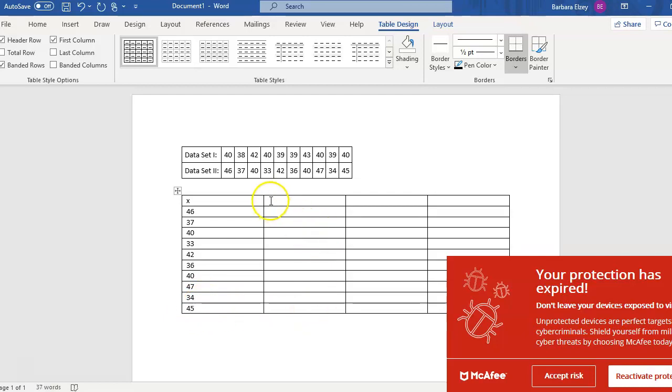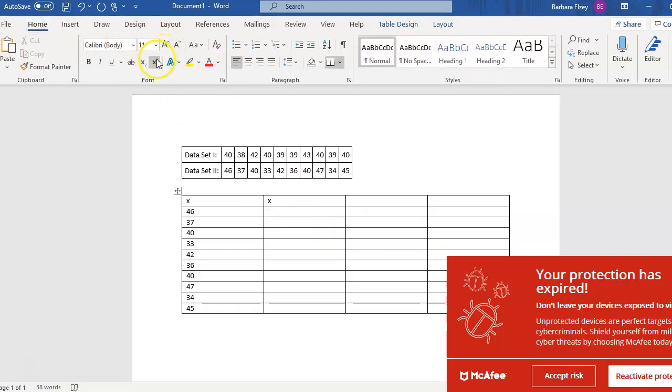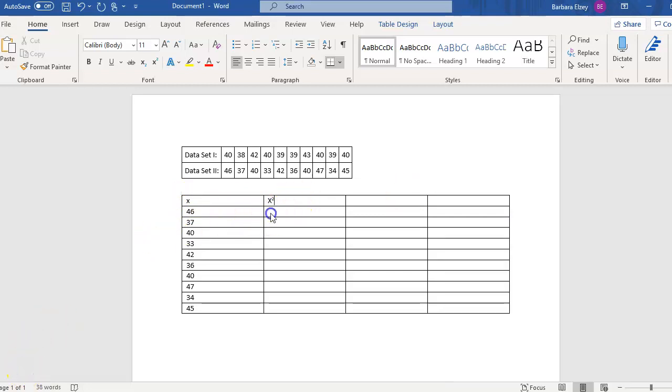Now I'm going to make a second column, and this column is going to be my x squared column. So I'm going to call it x squared. And what I'm going to do is square every single item that's in column 1. So I'm going to say 46 times 46, and that answer will go over here. That gives me 2116. Now I'm going to do the same thing with 37 squared, or 37 times 37. And that is 1369.